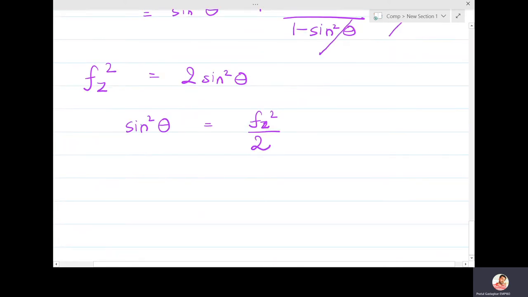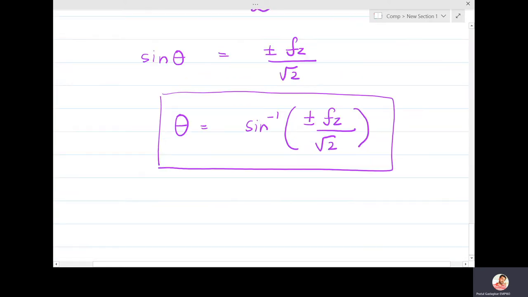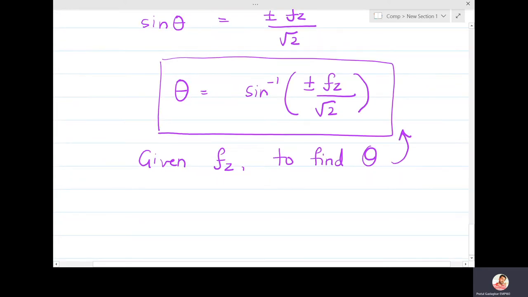This means that if I find sine square theta, I will get fz square by 2. When I take the square roots, I get sine theta equal to plus or minus fz upon root 2, and this means that theta is equal to sine inverse of plus minus fz upon square root 2. So this is what we were looking for: if I'm given fz, I know the formula to find theta.